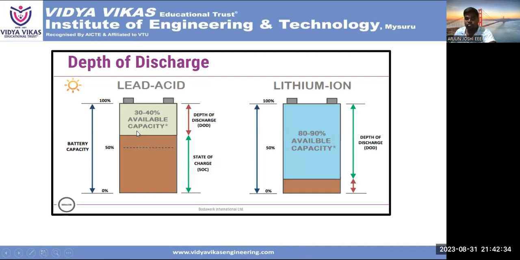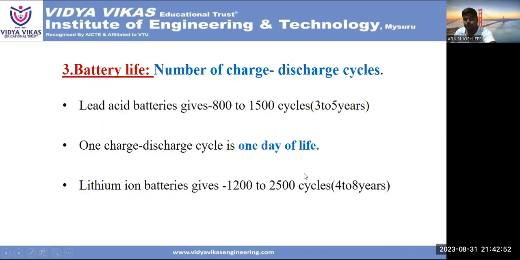Now this is the pictorial representation of a lead acid battery and a lithium ion battery. In the lead acid battery, I am able to extract only 50 percent. In the lithium ion battery, I can extract up to 80 to 90 percent of the capacity.